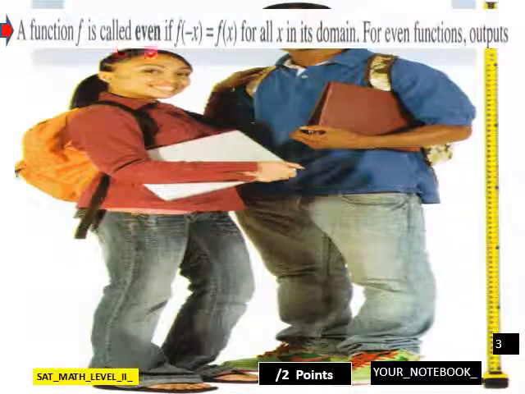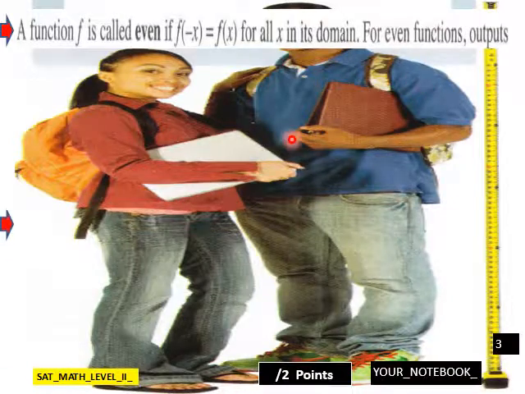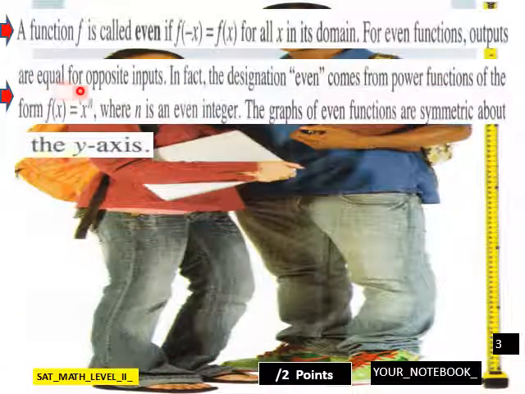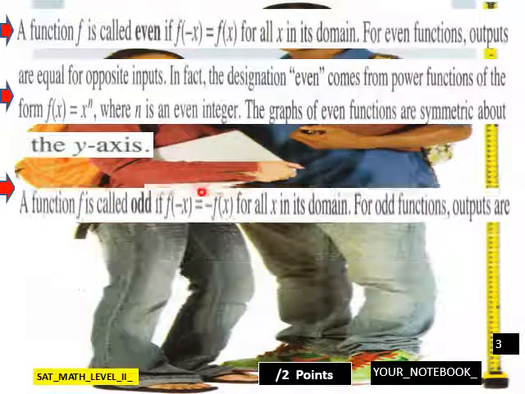A function f is called even if f of negative x equals f of x for all x in its domain. For even functions, outputs are equal for opposite inputs. In fact, the designation even comes from power functions of the form f of x equals x to the n, where n is an even integer. So that's where your even functions definition comes from.